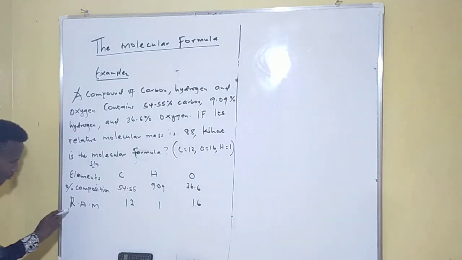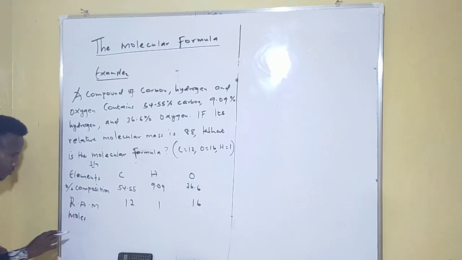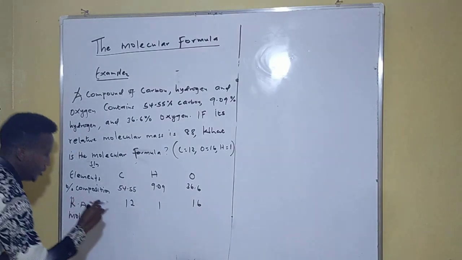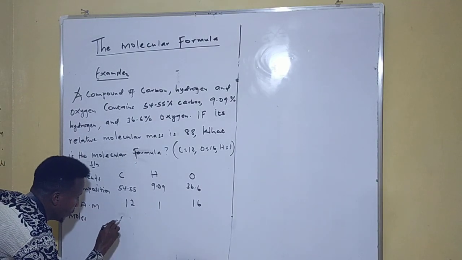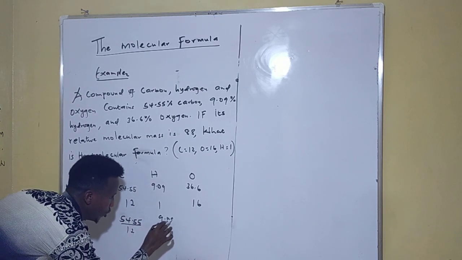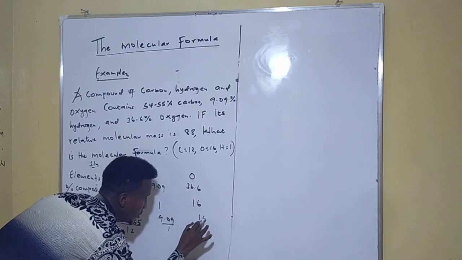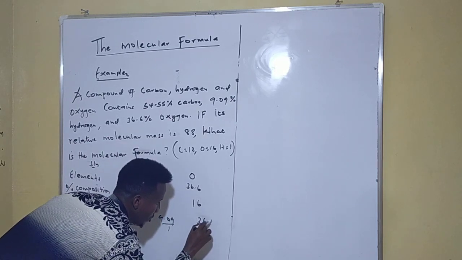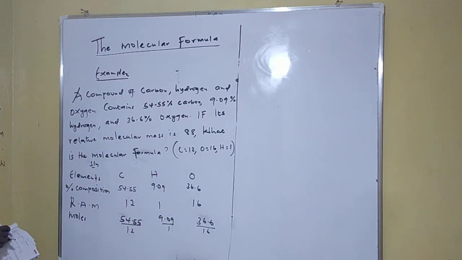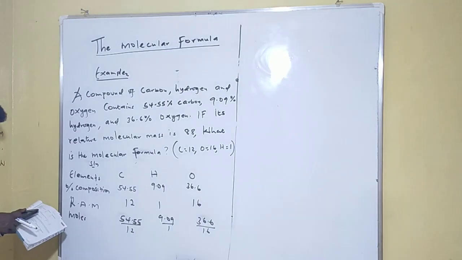Now let's get moles. Moles here, don't forget, should be 54.55 divided by 12, 9.09 divided by 1, 6.6 divided by 16. So what are we going to get? 54.55 divided by 12 will give me 4.545.